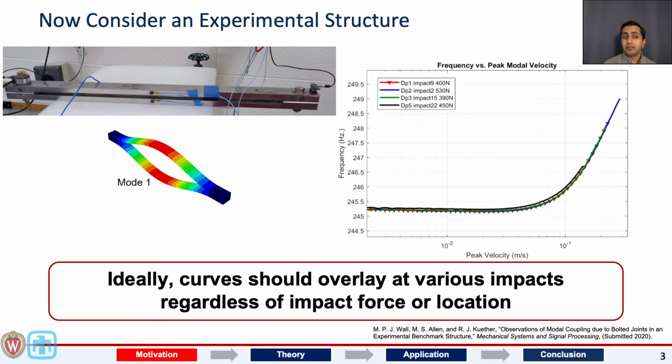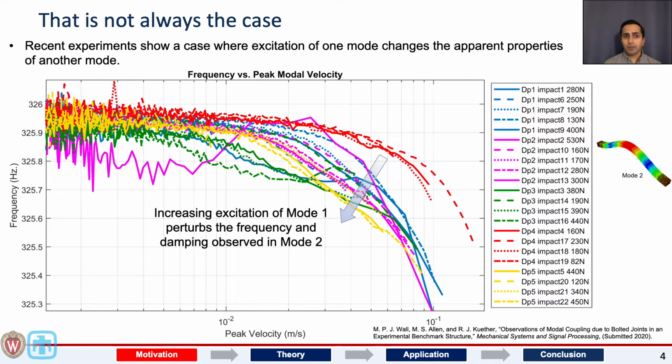For example, consider the S4 beam structure, which are two C-shaped beams sandwiched upon one another, and for mode 1, the first bending mode of the structure, we see this amplitude dependency on our natural frequency, and that regardless of our impact location along the beam or our impact force, these curves tend to overlay. And this should hold true for all modes of the structure. However, that is not always the case.